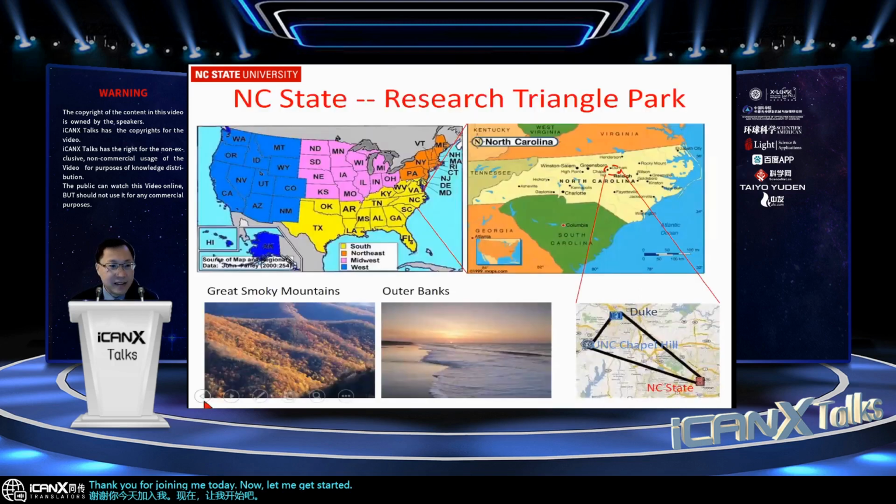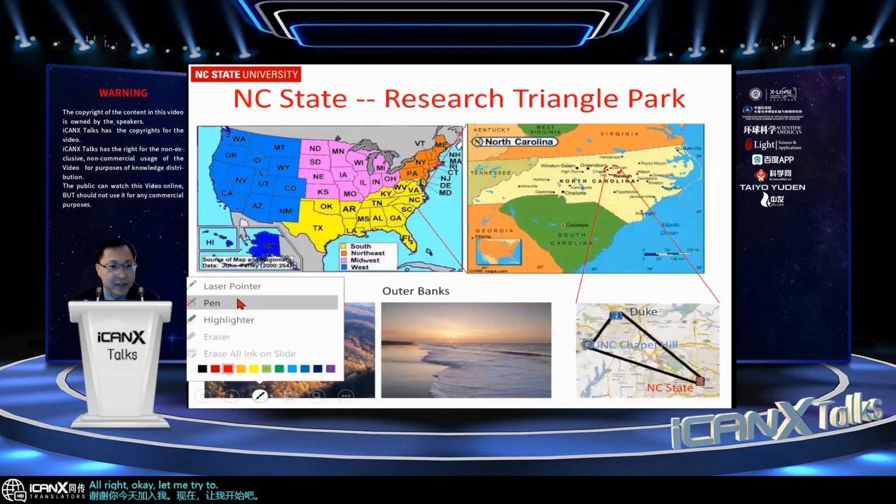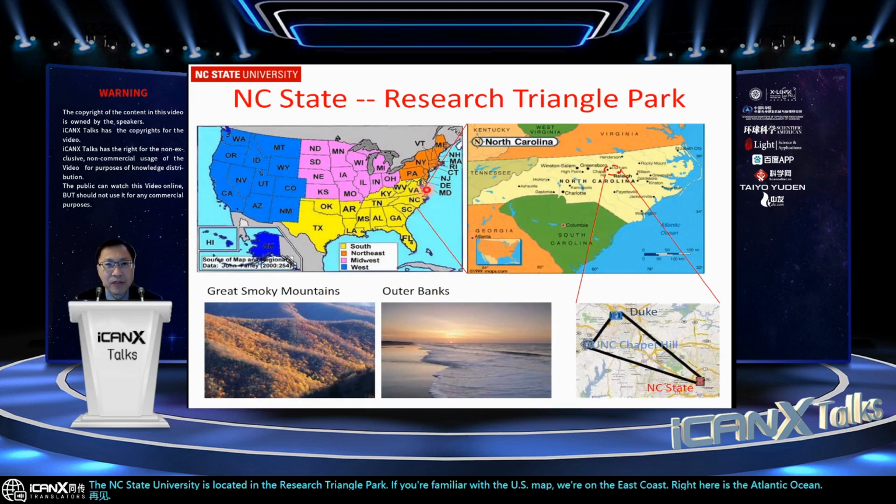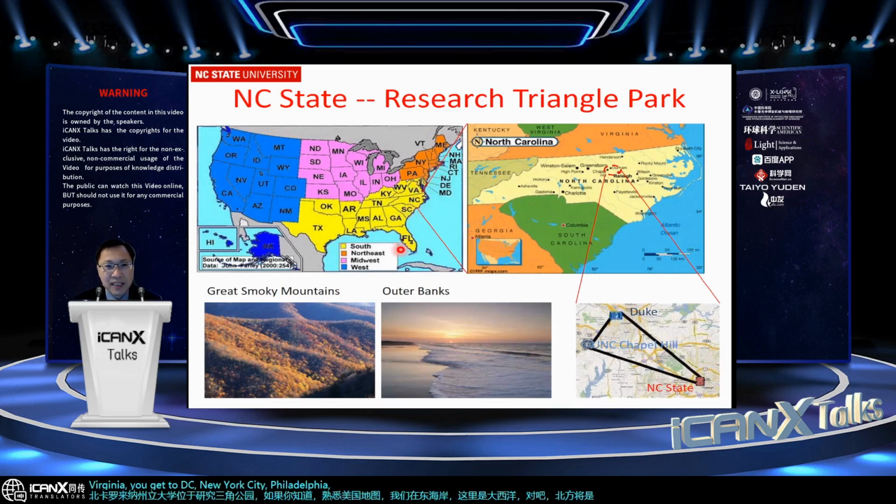Let me try to use the laser pointer. NC State University is located in the Research Triangle Park. If you are familiar with the U.S. map, we're on the East Coast. Right here is the Atlantic Ocean, and to the north will be Virginia. You get to D.C., New York City, Philadelphia, Boston in the north. Go south, you get Florida, and go west, you have Texas and California.